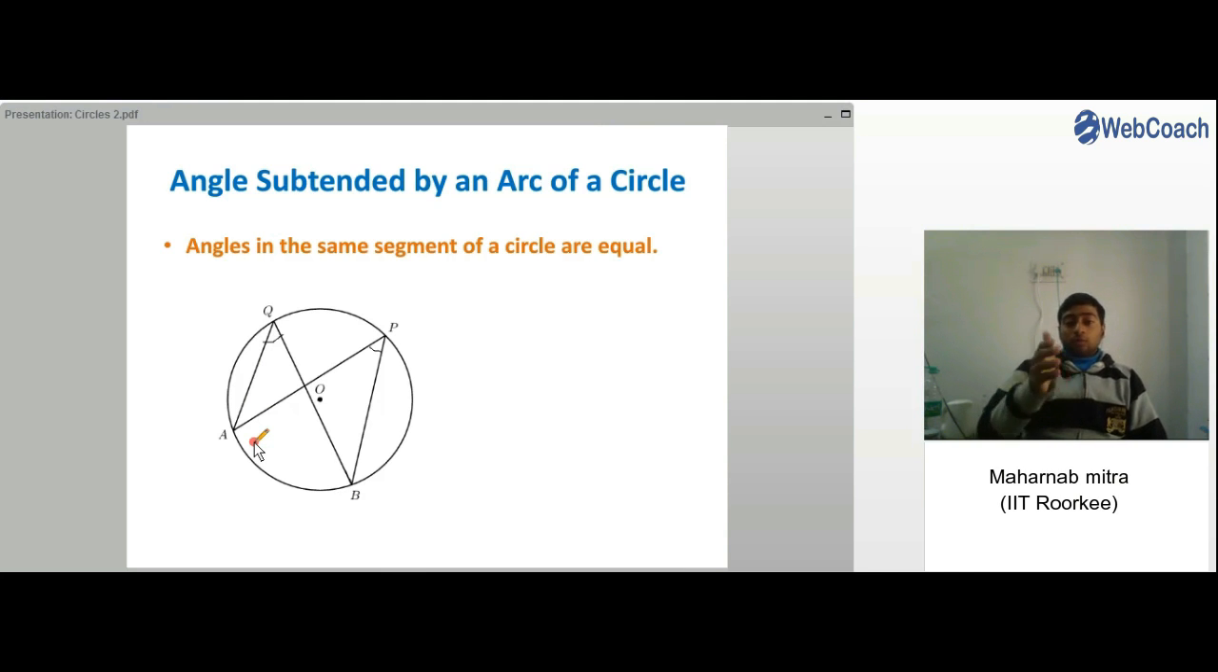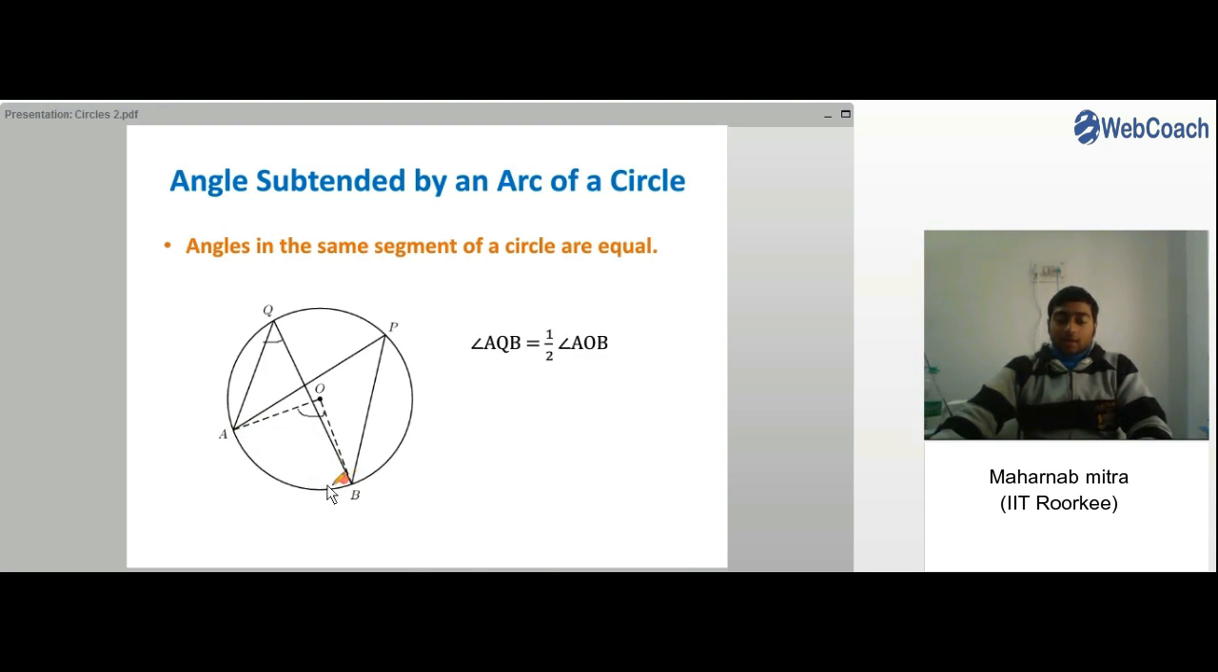How can we use the theorem we have just learned to prove this? Let us do construction once again. We join AO and OB, that is, we join the center with the endpoints of the chord AB. Now we can easily use the theorem we have just learnt. Angle AQB is half of the central angle AOB. And why is that? If we consider the minor arc AB, the angle subtended by this arc at the center is angle AOB, and the angle subtended by the same arc AB at Q is angle AQB. So angle AQB must be half of angle AOB. So we get the first equation.